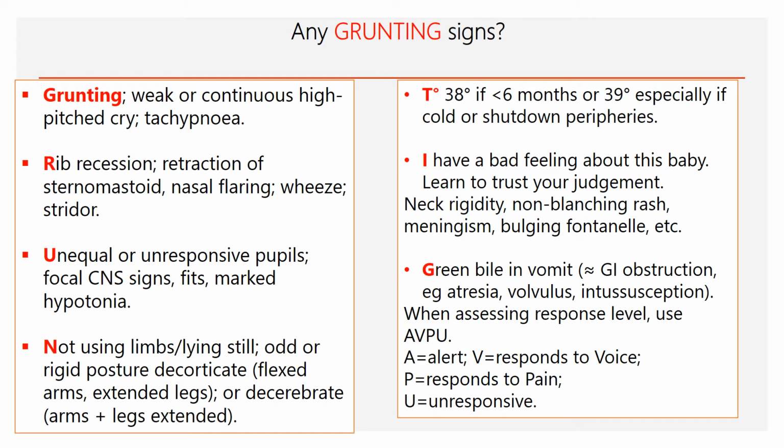Temperature 38 degrees if less than 6 months, or 39 degrees, especially if cold or shut down peripheries. I have a bad feeling about this baby. Learn to trust your judgment. Neck rigidity, non-blanching rash, meningism, bulging fontanelle, etc. Green bile in vomit, suggesting intestinal obstruction, for example atresia, volvulus, intussusception.